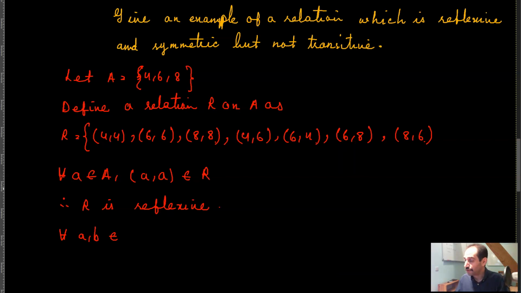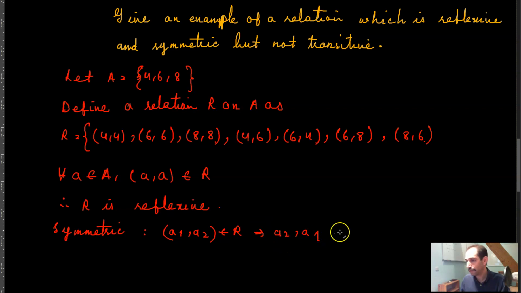So the condition that we have for symmetric, we said that basically if A1 comma A2 belongs to R implies that A2 comma A1 belongs to R, for all A1 A2 belonging to A.